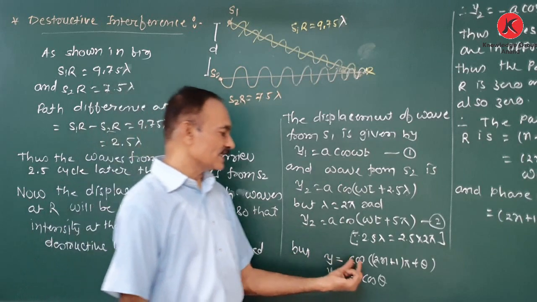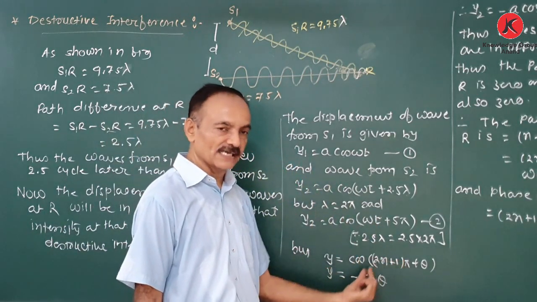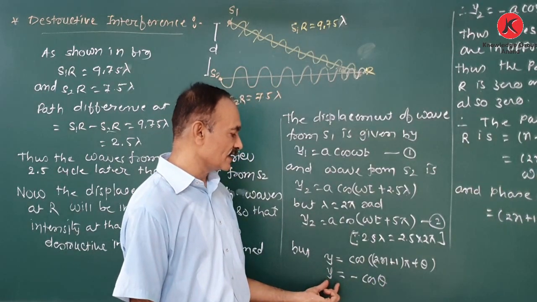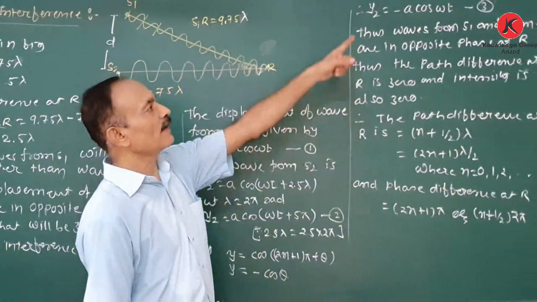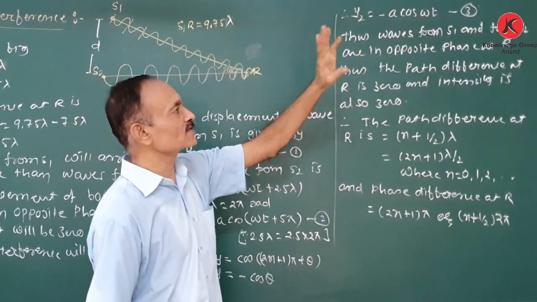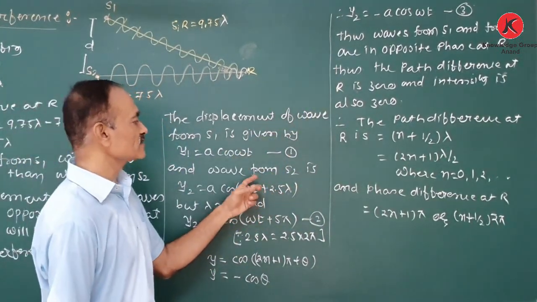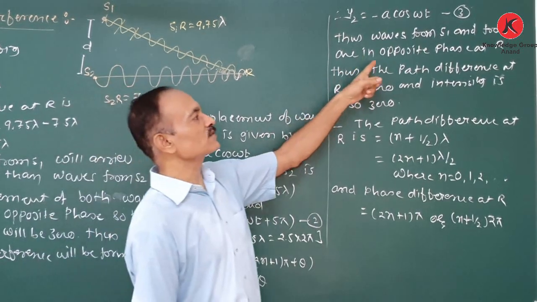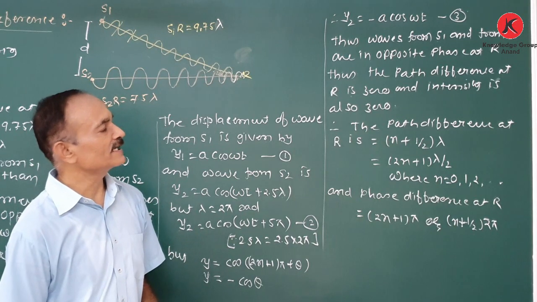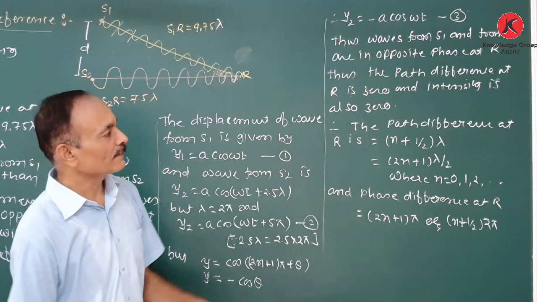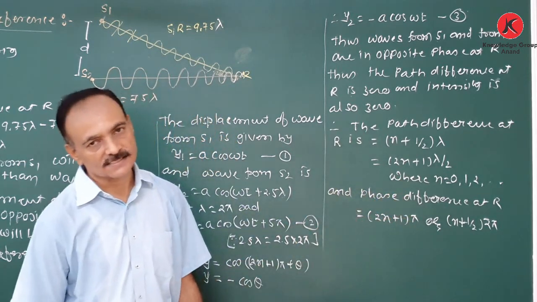Now, we know that cos of (2n plus 1) pi plus theta has a negative value because pi is added. Therefore, y is equal to minus cos theta. Therefore, y2 is equal to minus A cos omega t, equation number 3. Thus, the wave from S1 and the wave from S2 are in opposite phase at R. Thus, the resultant displacement at R is 0 and intensity is also 0. Therefore, the path difference at R is given by this equation and the phase difference is this.